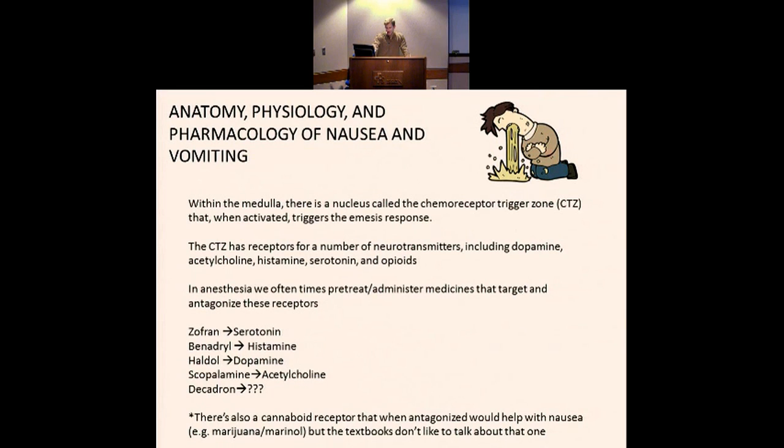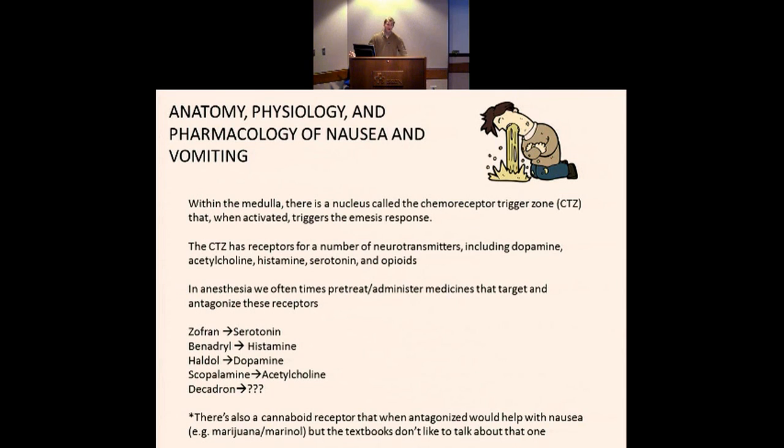So Zofran affects serotonin. Benadryl, histamine. Haldol we give is dopamine. Scopolamine would affect acetylcholine. Decadron we give, and we don't even know why it works. But it works, so we give it. But if they ever ask any questions, that's how it's all linked up. Those are receptors of the chemoreceptor trigger zone. Those are the medicines that you'll learn that we give to treat it.